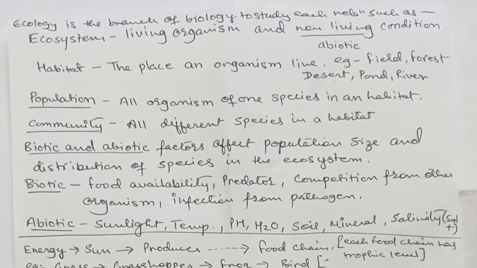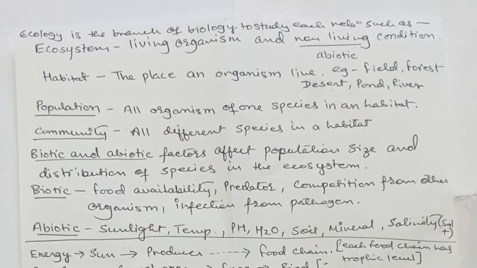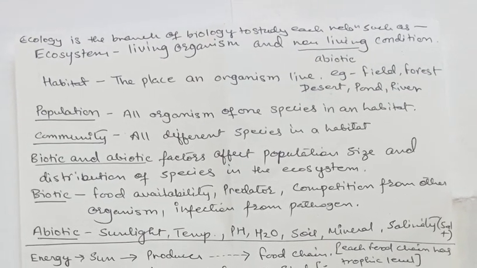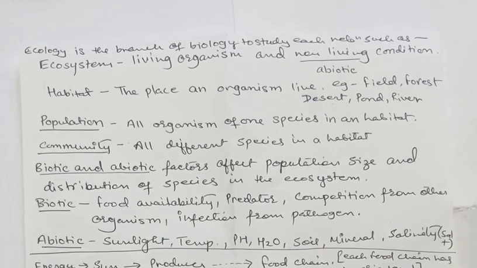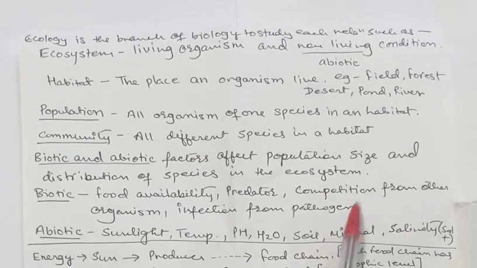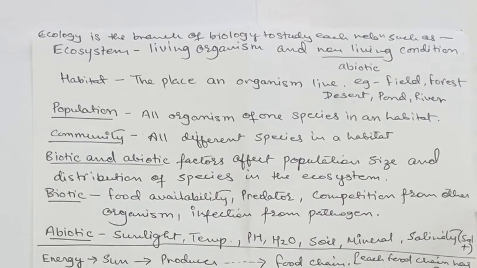So ecology is the branch of biology to study each relationship. When I say each relationship, that means ecosystem, habitat, population, community, and biotic and abiotic factors that can affect population size or distribution. Now here, this is a very important thing.